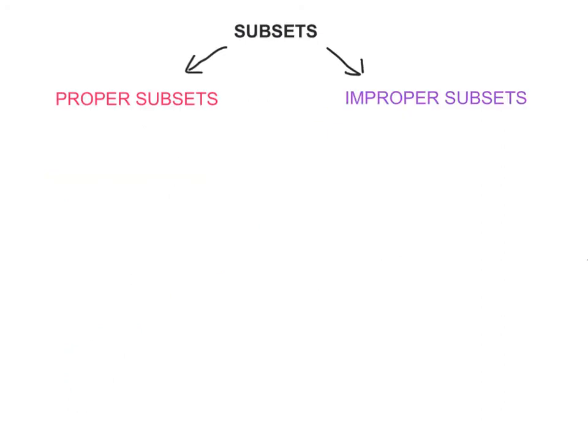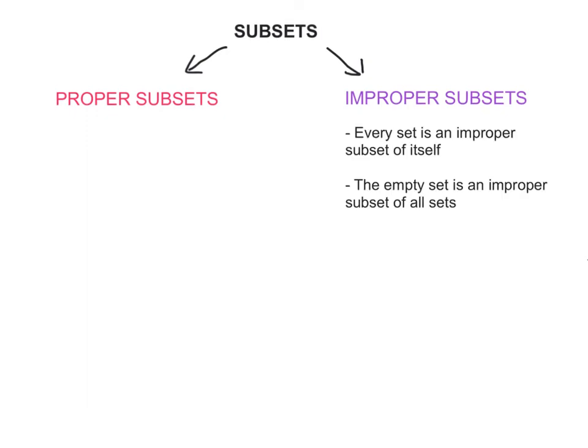And as you can see, we can divide subsets into proper subsets and improper subsets. So let's start with improper subsets first, and there are only 2. Every set is a subset of itself, and also the empty set is an improper subset of all sets. Proper subsets are subsets that contain at least one element of the bigger set, but not all the elements.